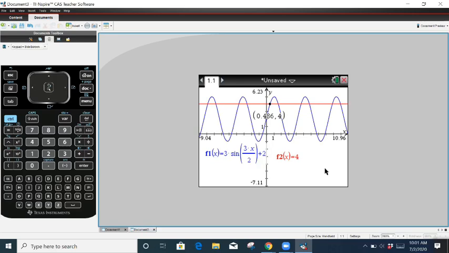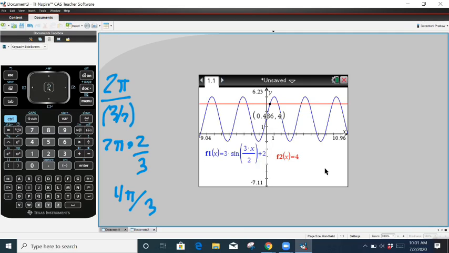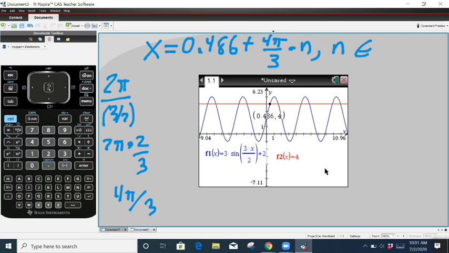So let's find the period. The period is going to be 2 pi. Let's find an easier color to read. The period is going to be 2 pi divided by b, so divided by 3 over 2. That's the same thing as 2 pi times 2/3, so you get 4 pi over 3 is our period. So one of our answers is going to be x equals 0.486 plus 4 pi over 3 times n, where n is an integer.